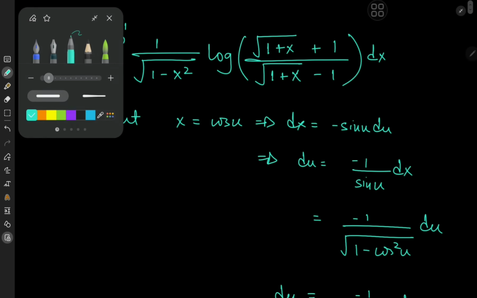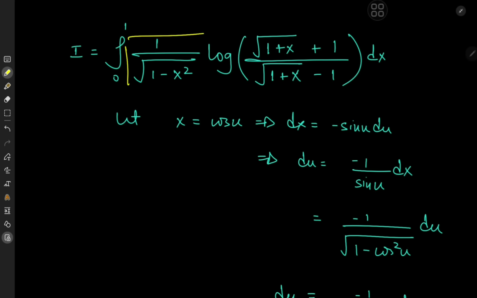That means we already have all the required ingredients for our transformed differential element. So I in the u world would be the integral from, let's see, for x to approach 0, we need u to approach pi by 2. And for x to approach 1, we need u to approach 0. So that's the integral from pi by 2 to 0. And because of the differential element, we do have a negative sign. So we could just get rid of it by switching up the order of the limits of integration.